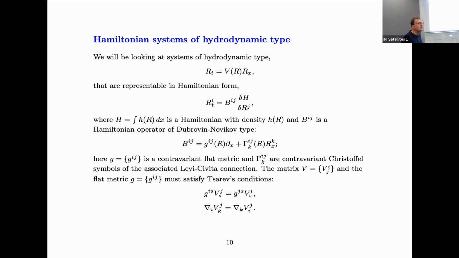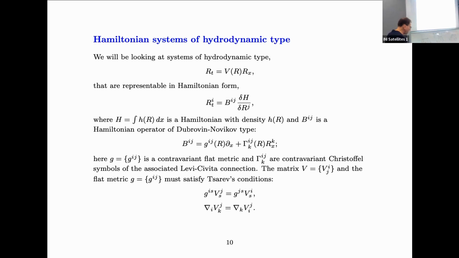The system possesses a Hamiltonian formulation. These are so-called Tsarev's conditions. You get this pair of equations. This one is algebraic: G^is V^j_s = G^js V^i_s, summation over s, just algebraic conditions, and also differential conditions. So given a matrix V, first you try to solve these Tsarev's conditions and recover everything you can say about the metric using these Tsarev's conditions. And then you impose flatness of the metric. This is how you look for a Hamiltonian structure. And this is what we did with Pierre-André.